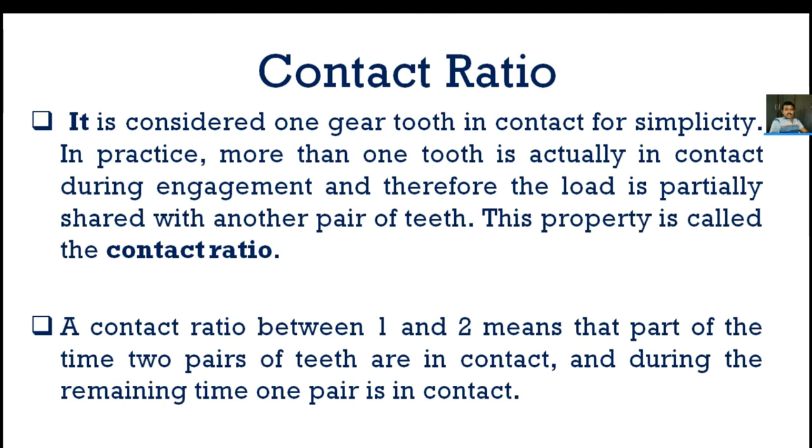That means one pair of teeth in complete engagement and the second pair is only a part of the time in engagement. The contact ratio between 1 and 2 means that part of the time two pairs of teeth are in contact, and during the remaining time only one pair of teeth is in engagement.